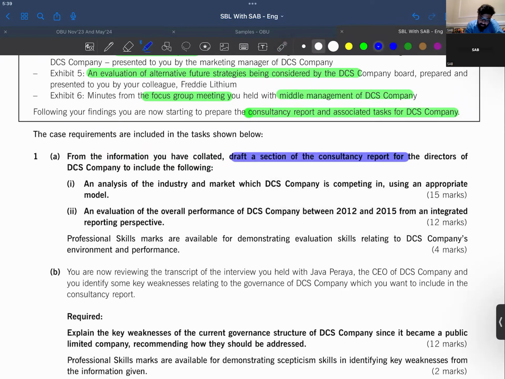So we need a section of a consultancy report for the directors, our audience being directors, right? For the DCS company to include the following: an analysis of the industry and market which DCS company is competing in, with an appropriate model. Examiners do not usually ask you to follow a model, but in some questions they have asked, so you have to follow the model, right?